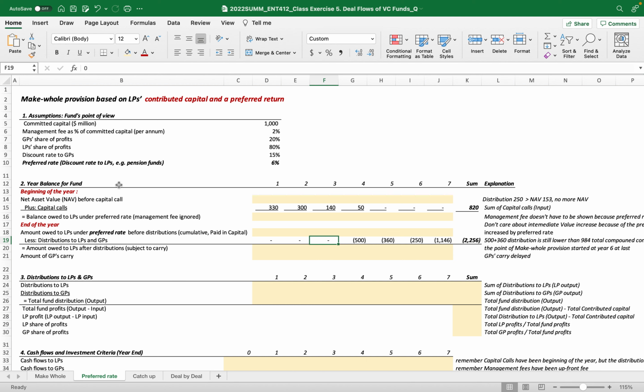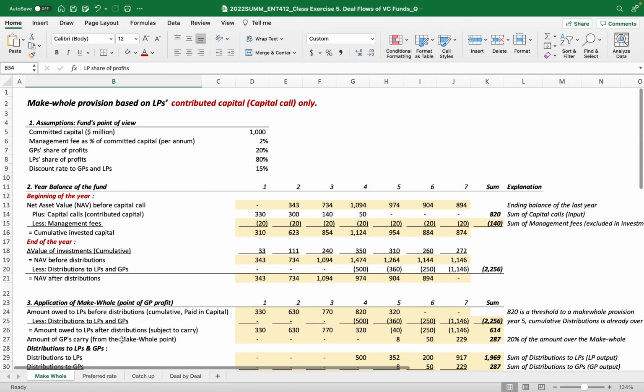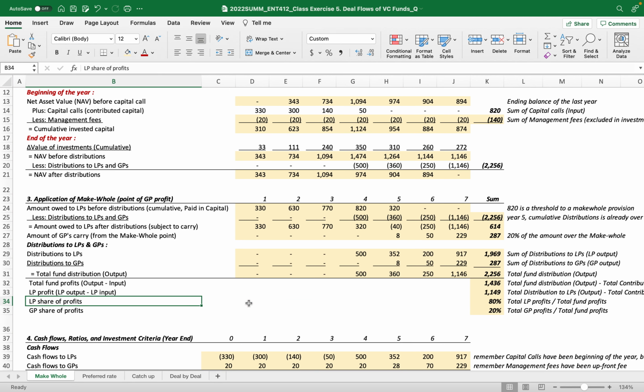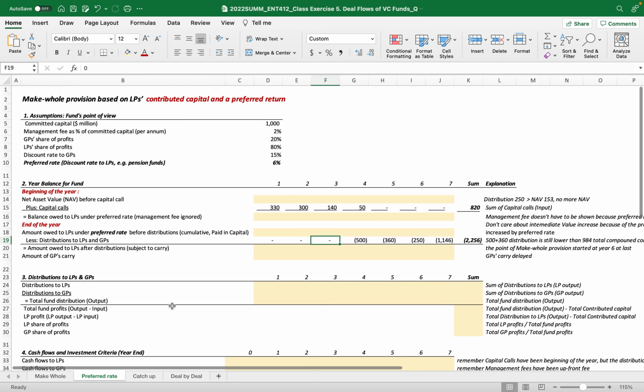Okay, now this is the second video clip for the deal flows of a venture capital fund. If you just start watching these video clips with contributed capital and preferred return, you must come to this make whole provision, which is the basis of the fund flows of the profit sharing. First, take a look at and master this first exercise and then move to the preferred rate, so that you can understand much more.